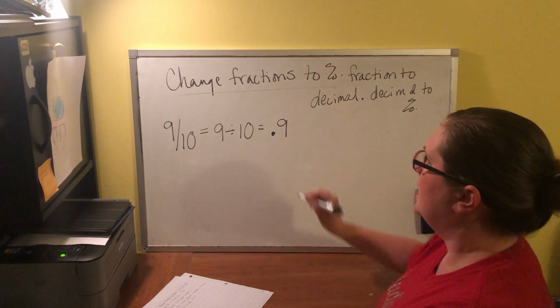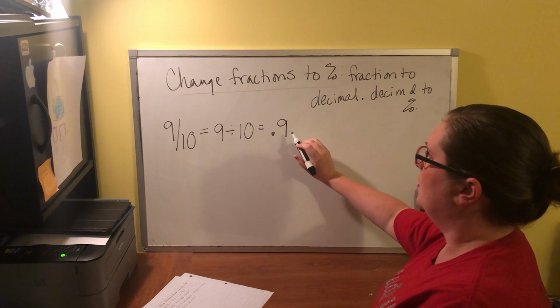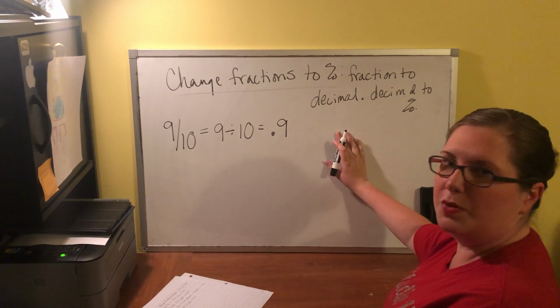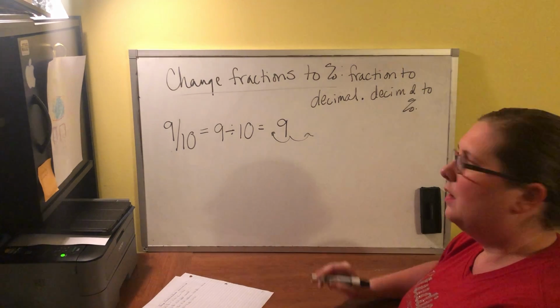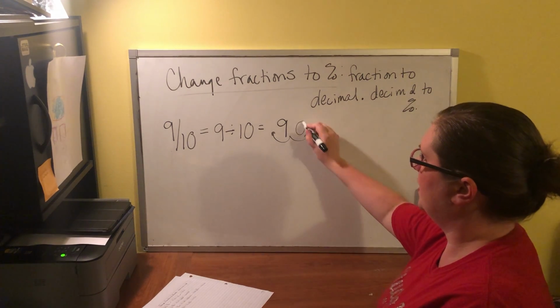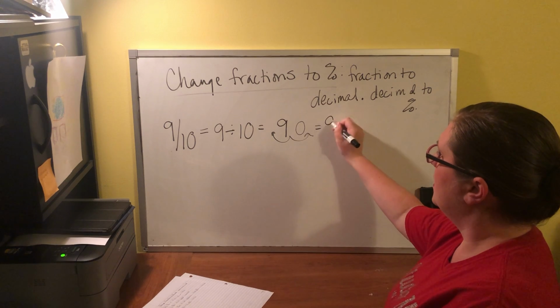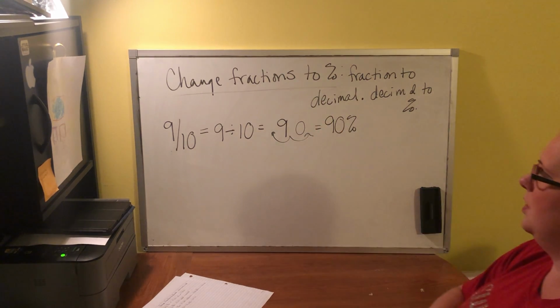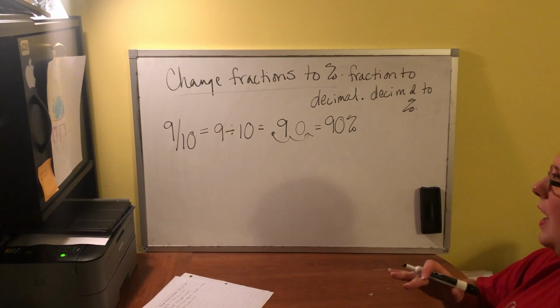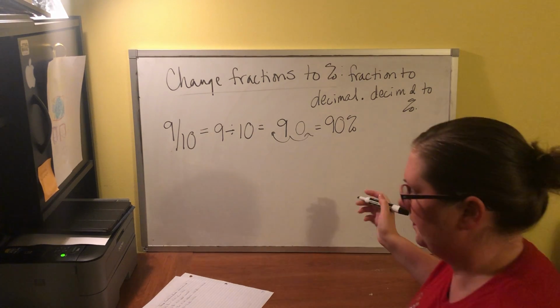Okay? Now, we just learned that we can take a decimal and change it to a percentage by moving the decimal 2 places to the right. If you notice, I have a spot here I need to fill, so that's going to be a 0 as a placeholder. So we have 90, and we need to add a percent sign because we're changing it to a percentage. So that's how you change a fraction to a percent.